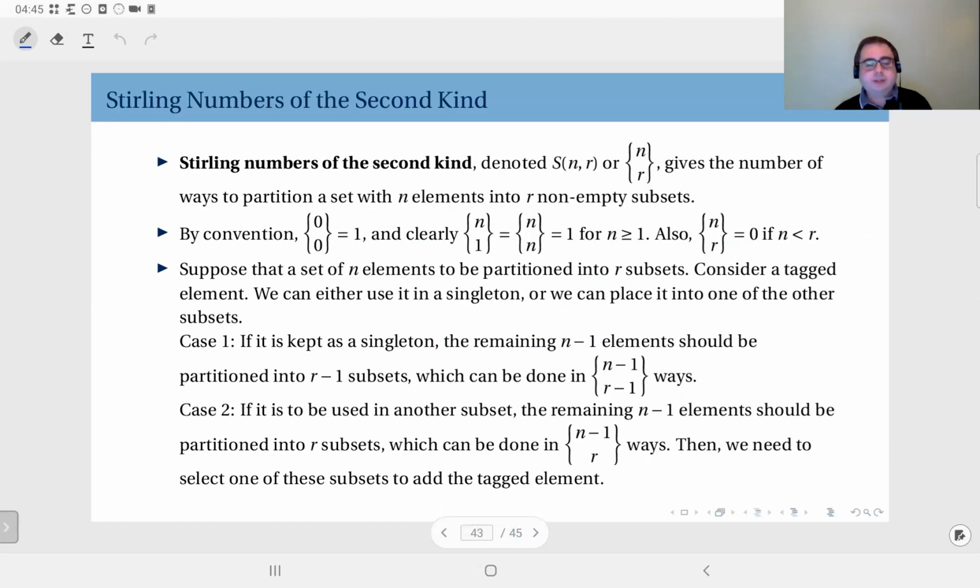Now first, let's define the Stirling numbers of the second kind. The first kind is not really that interesting, so we are just going to go into the second kind. This is the notation, or usually this one is much more widely used. This gives the number of ways to partition a set with n elements into r non-empty subsets. This is significant: non-empty subsets. So you are specifying the number of subsets here, but you are not specifying the number of elements in those subsets.